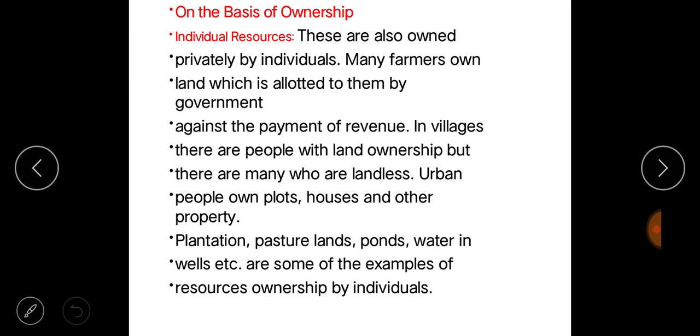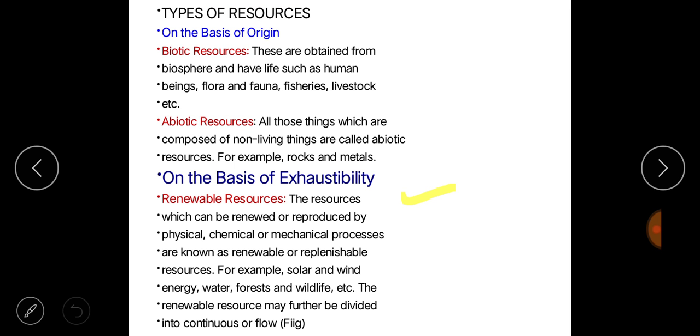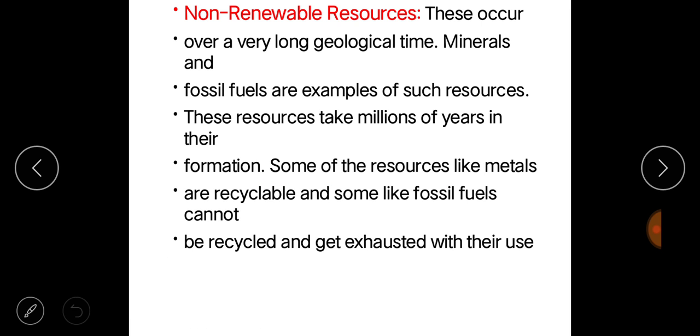Okay. Now, these were the types of resources on the basis of origin. Now, on the basis of exhaustibility, I showed you two types of resources. On the basis of origin, there are biotic and abiotic. On the basis of exhaustibility, there are renewable and non-renewable.